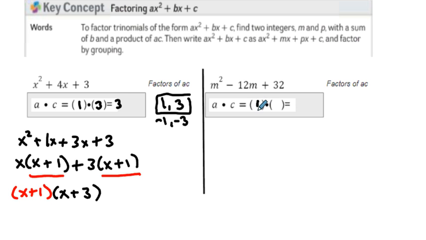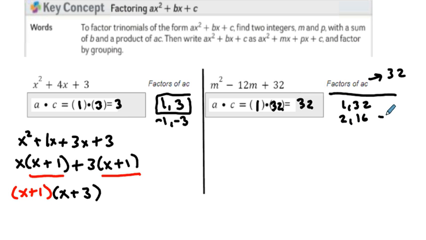All right, so we've got 1 for our a term, that's in front of the m squared. And then our c term is this guy right here, 32. So we got 1 times 32, which is 32. Factors of AC, which is 32, we got all kinds of them. We got 1 and 32, right? And then we got the negative versions of that. We have 2 and 16, all right? And we'll go -2, -16, -1, -32.